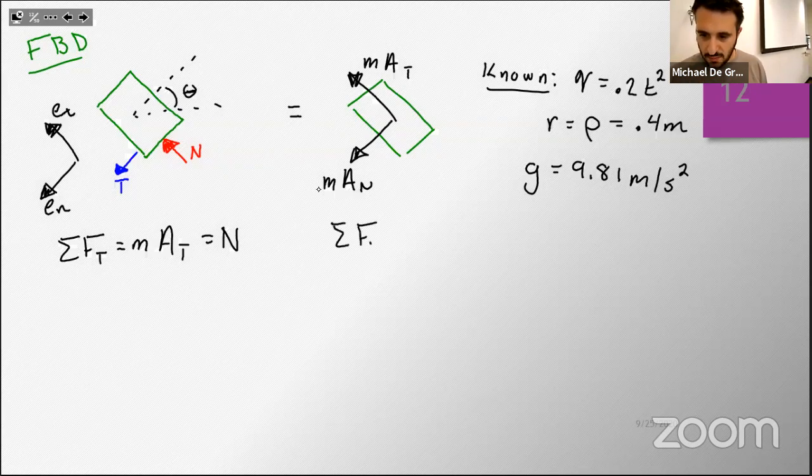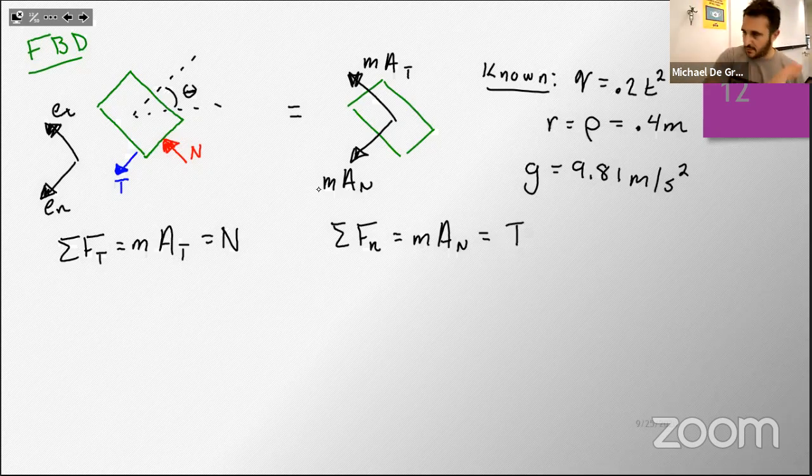Let's look at the normal direction. The sum of the forces should be equal to mass times acceleration in the normal direction. Well, again, we only have the tension. That's it. So everybody's with me so far, right? We're just summing our forces in the directions that we have. We have the normal force in the tangential direction and the tension in the normal direction. Is everybody all right so far? We following, we tracking?